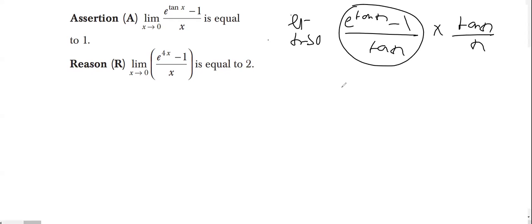So this is going to give you 1 and this is 1. So this is 1 into 1, which will give you 1. So the assertion is correct. Let's check the reason here.